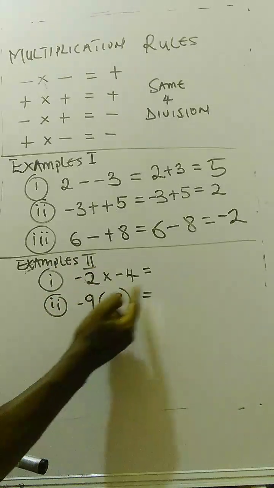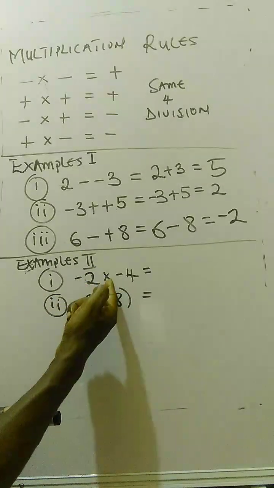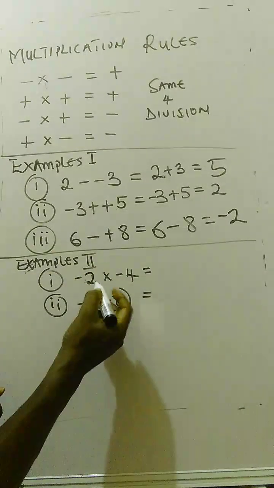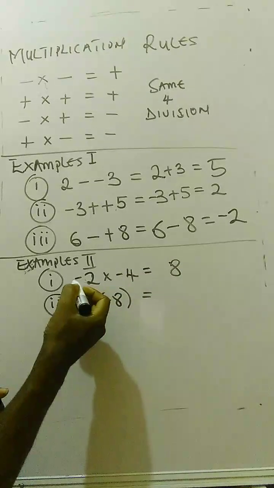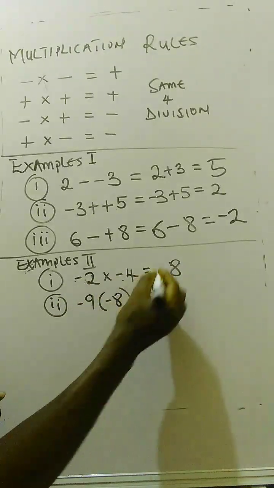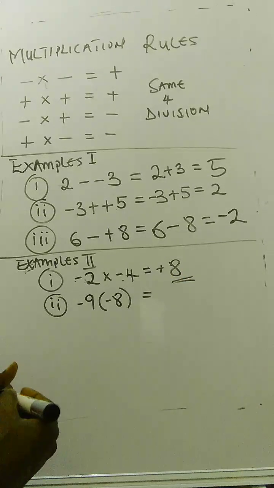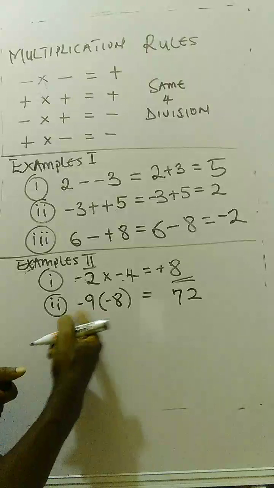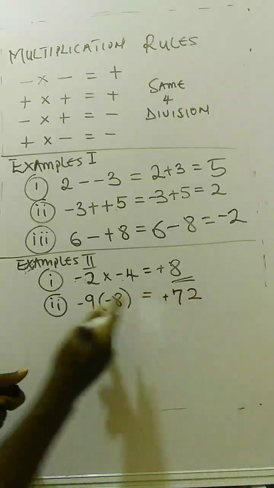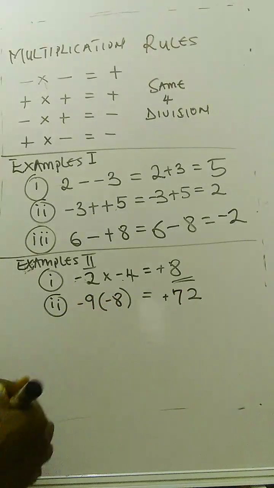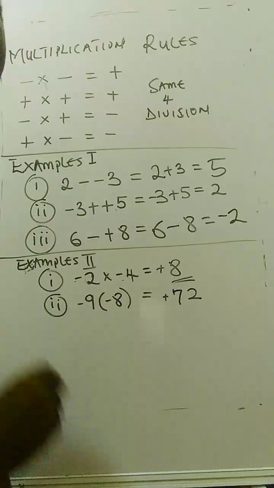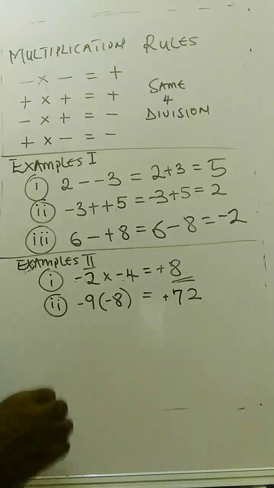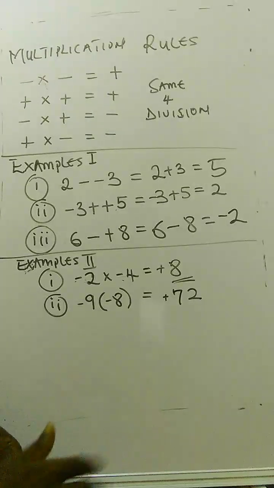The same thing applies for this second example. So we have minus 2 times minus 4. This one, the times is visible. So we do 2 times 4, 8, minus times minus, the same sign, plus. So the answer is plus 8, which is 8. The same thing, 9 times 8, 72, minus times minus, plus. So anytime the signs are the same and they are multiplying, it must be positive. Anytime the signs are different and they are multiplying, it must be negative. That's just the summary of this whole thing.